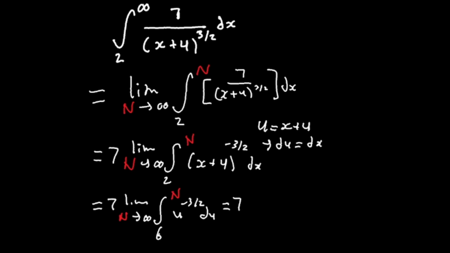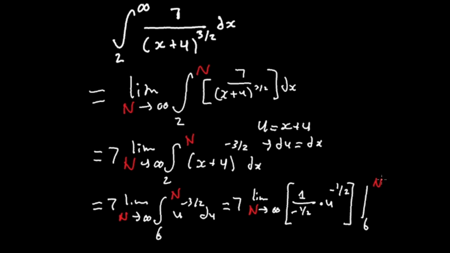So now we can find our antiderivative. So u to the negative 3/2 du, integrating that with respect to u, our antiderivative will be, we add 1 to the power, so that becomes u to the negative 1/2. And then we do 1 over negative 1/2, because 1 over the power plus 1, times u to the negative 1/2. And we're evaluating that from 6 to n.